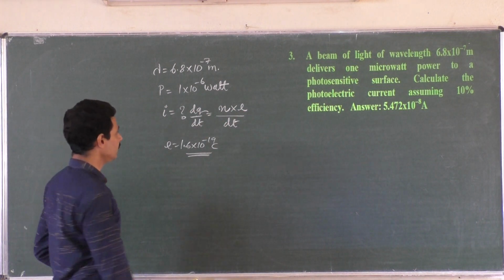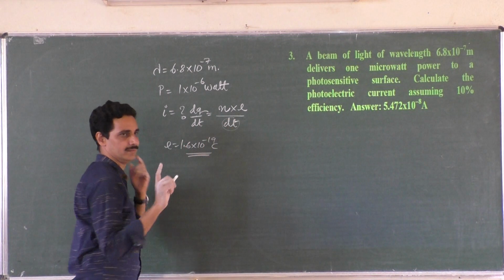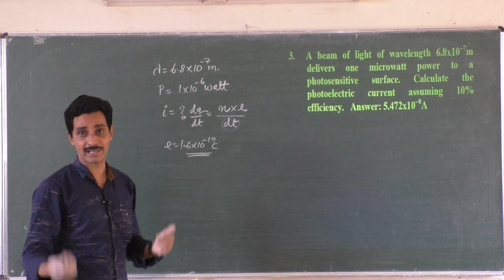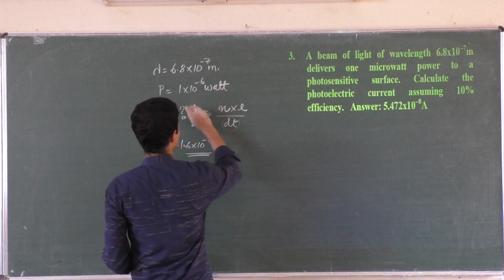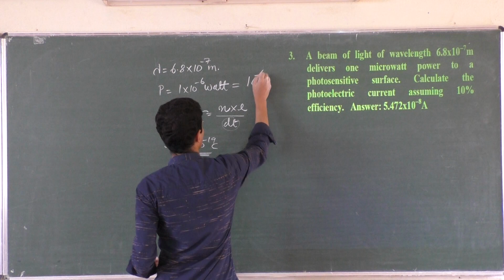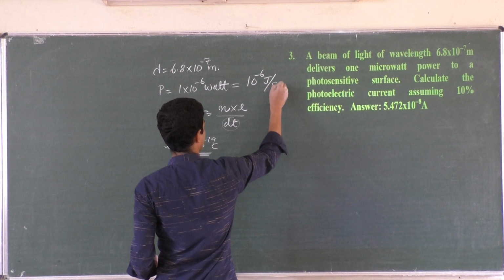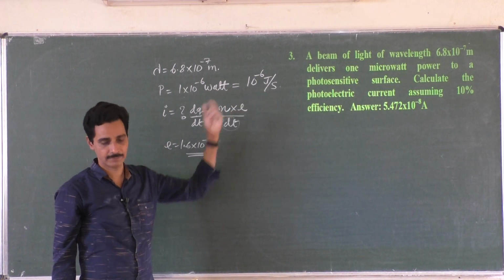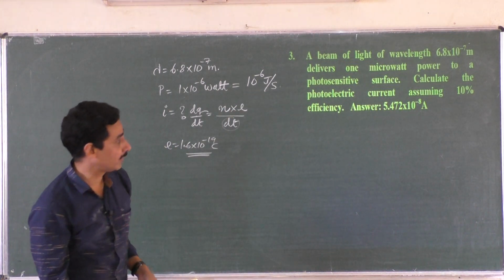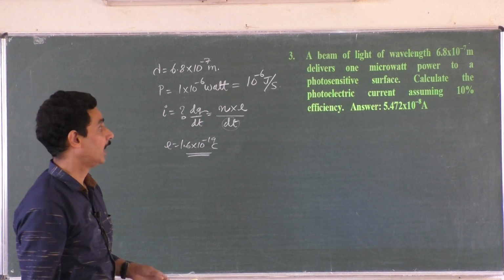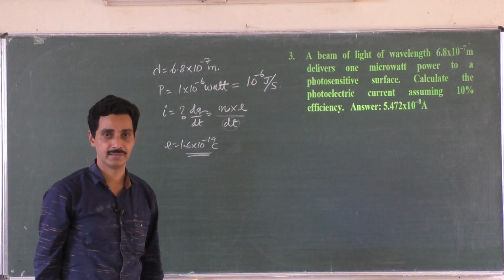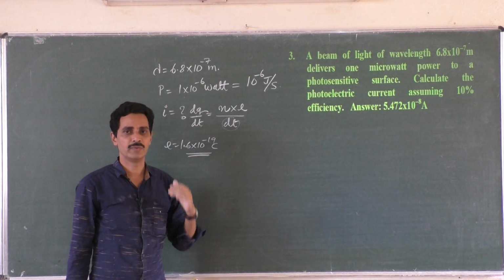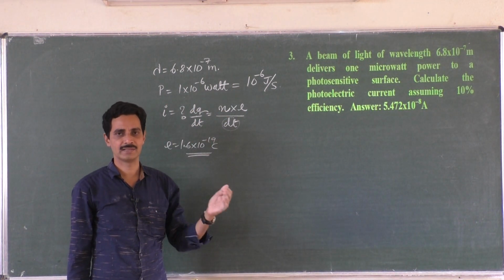Dt. Now we will restrict all these dt's to 1 second, because here power is given. What is power? Power is energy per second, right? That means 10 to the power minus 6 watt means 10 to the power minus 6 joules per second. So we will take this data, and this data is for 1 second. What do you mean by power of a beam of light? That power means it is delivering 10 to the power minus 6 joules of energy per second.